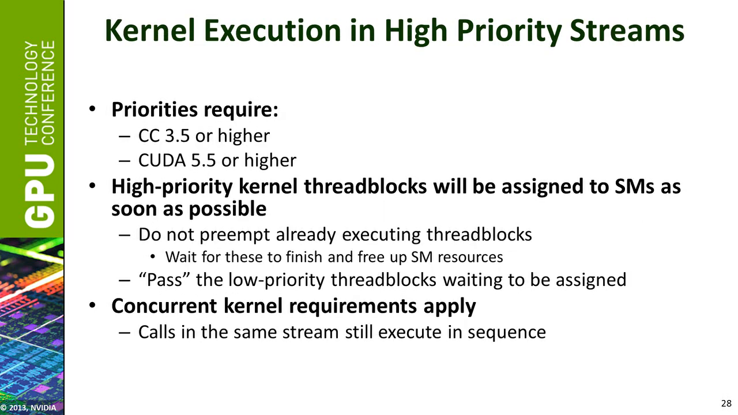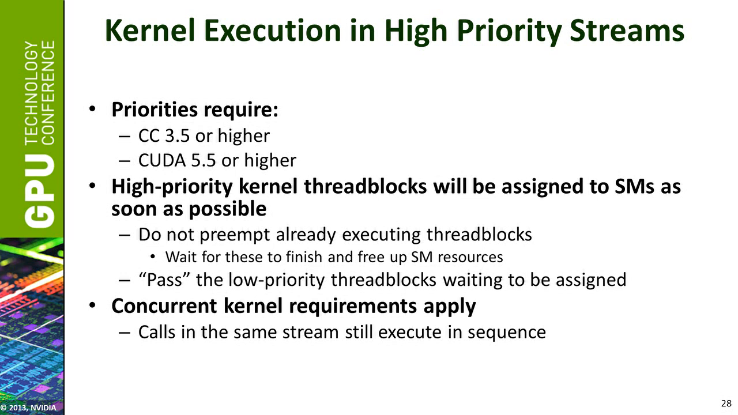So you may have heard that in CUDA 5.5 and compute capability 3.5 GPUs, we will have priorities. So there are two levels of priority. There's the default priority and high priority. So you have a high priority stream, and you can issue calls to that stream. This changes a little bit how thread blocks are assigned to the SMs. So if you have, let's say, some thread blocks running in a default stream on the SMs already, and now you launch some work that goes into a high priority stream, so a kernel launched into a high priority stream.